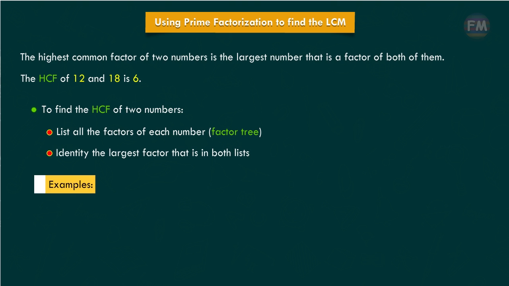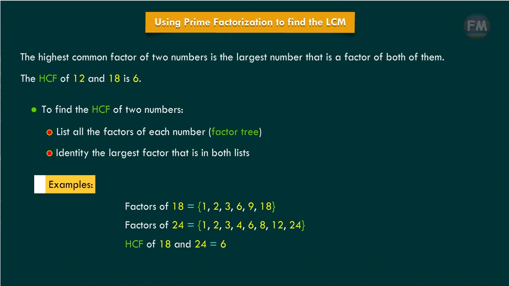For example, factors of 18 are 1, 2, 3, 6, 9, 18. Factors of 24 are 1, 2, 3, 4, 6, 8, 12, 24. HCF of 18 and 24 is equal to 6.